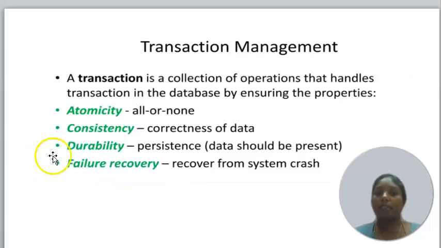Next is the transaction manager. Transaction managers handle the transactions and all the data operations, ensuring the ACID properties: atomicity, consistency, durability, and failure recovery. Atomicity mainly means uniqueness, consistency means correctness of the data, durability means persistence of the data, and in failure recovery, if the data fails in one case, it can be recovered from another system when any crash occurs.